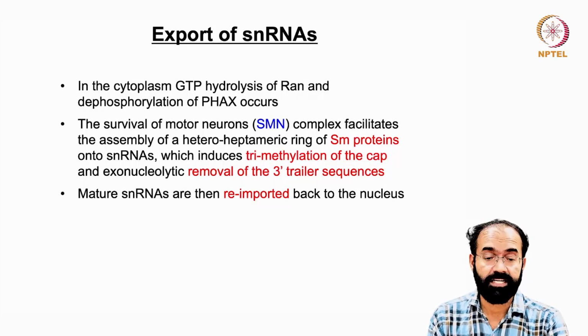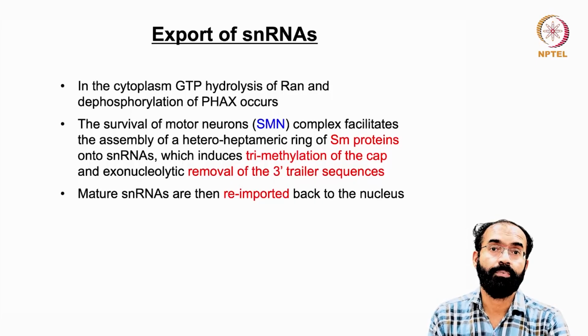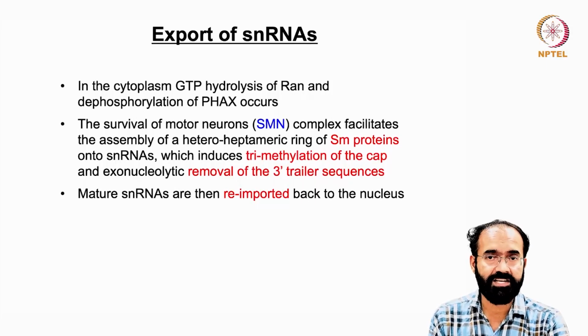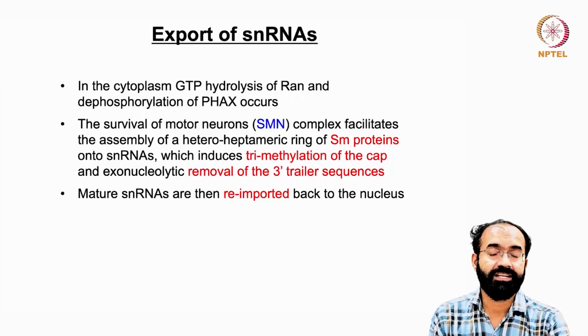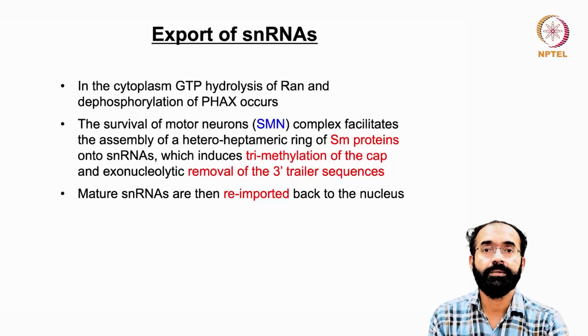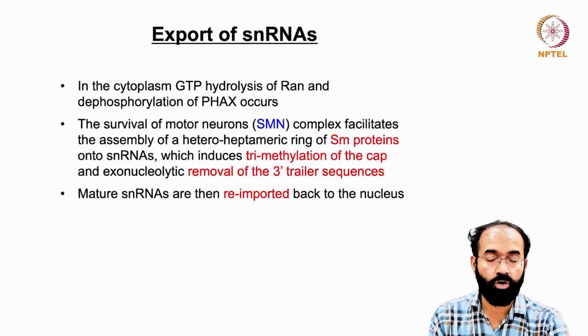Mature snRNAs are then re-imported back to the nucleus. Once these features are done, the trimethylation and trimming of the 3' end, and such maturation events have taken place in the cytoplasm, these mature snRNAs are re-imported or relocalized back to the nucleus, because they have to function in the nucleus.